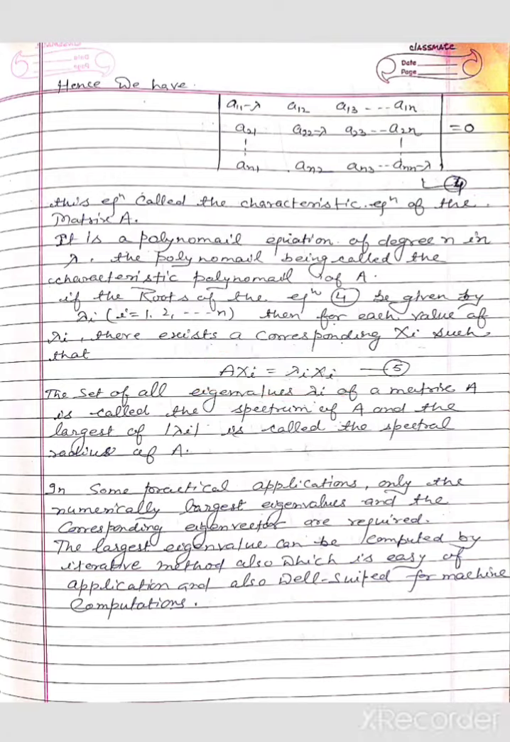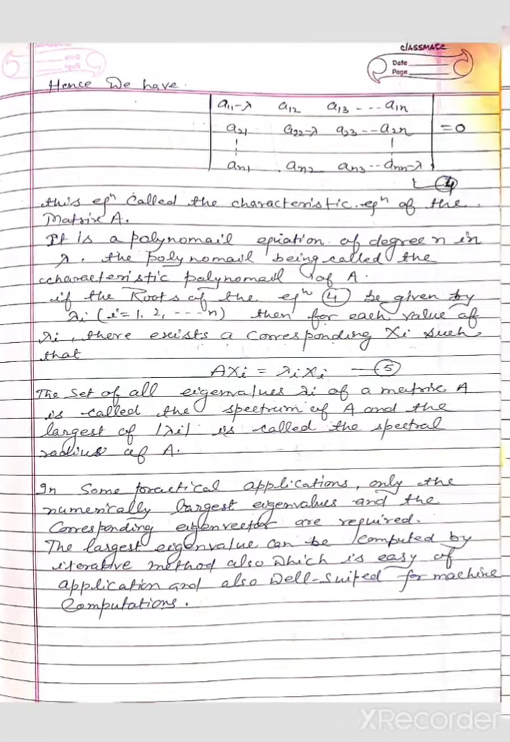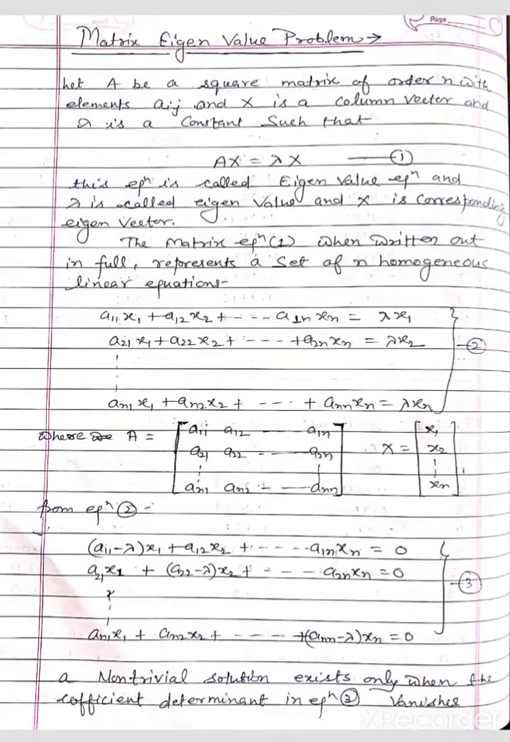The set of all eigenvalues lambda i of matrix A is called the spectrum of A, and the largest lambda i in magnitude is called the spectral radius of matrix A. So the magnitude of the largest value of lambda is called the spectral radius of matrix A. So this is the matrix eigenvalue problem.